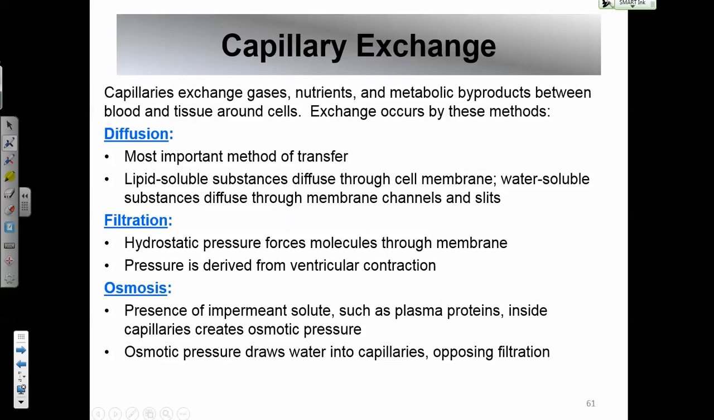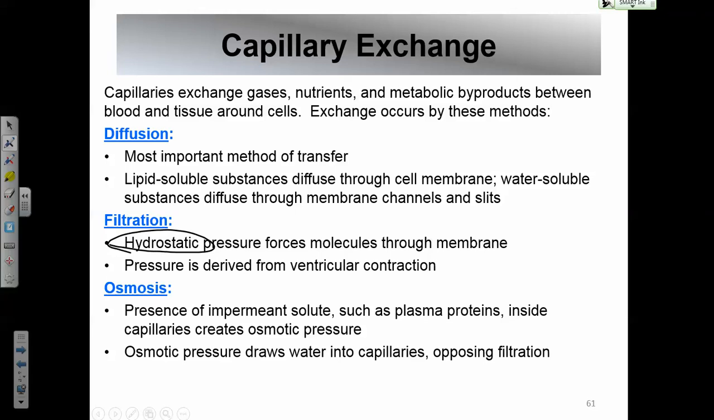Okay. Now, when exchange takes place at the capillary level, it does so through diffusion. That's just simple old diffusion. Lipid soluble substances that are small enough can go from high concentration to low. Filtration is due to hydrostatic pressure.